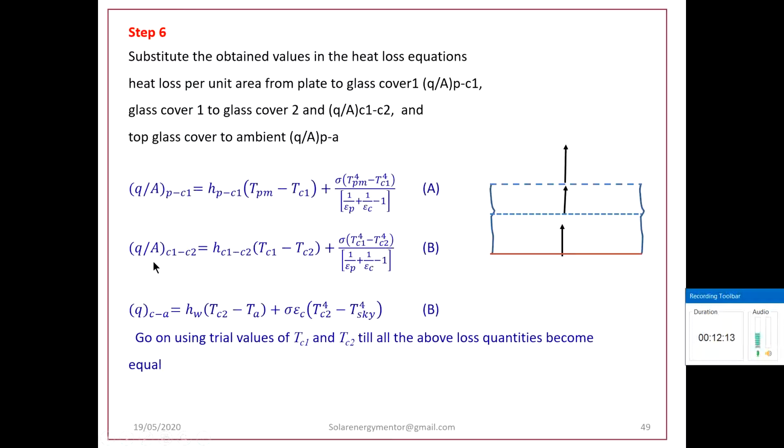In the second case, the rate of heat loss per unit area from glass cover 1 to glass cover 2. This is again a convective term. This convection coefficient we know, as well as the cover temperatures and emissivities.